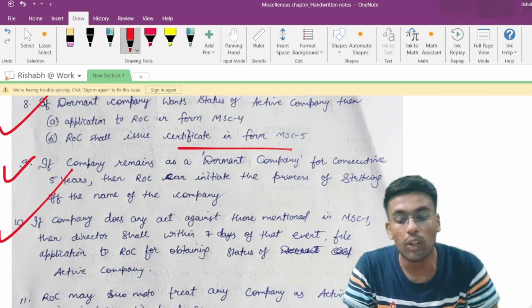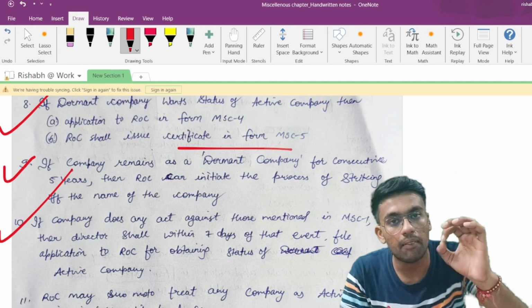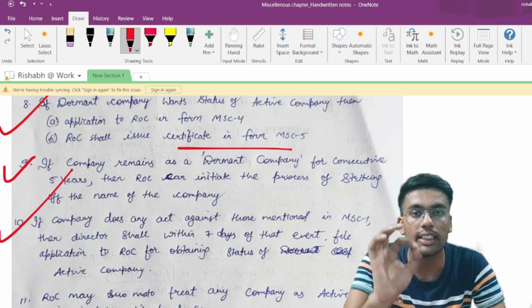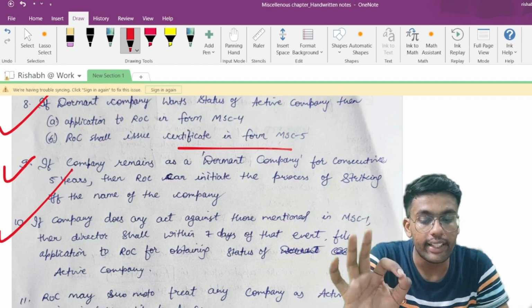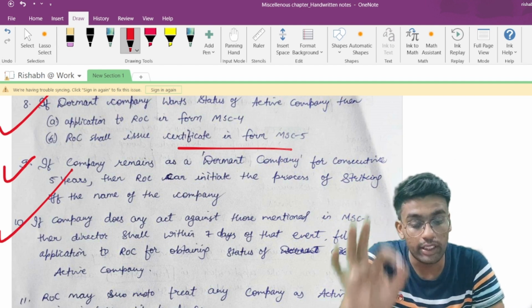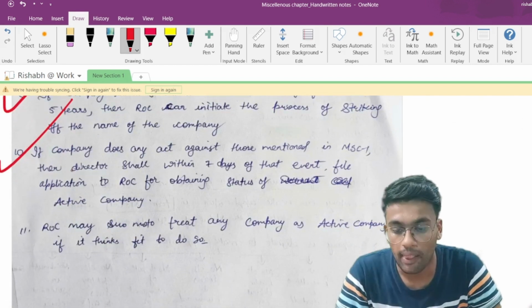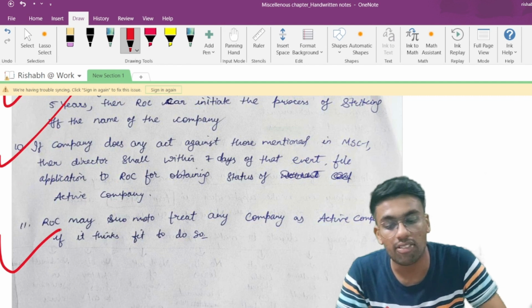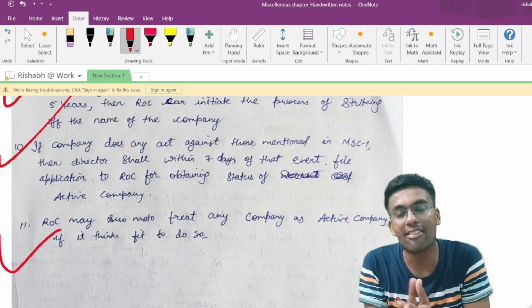Point number 10 talks about what happens if the company does not act as per those mentioned in MSC1. While submitting the application under MSC1, if you are doing any activity in contravention of those activities mentioned in MSC1, then a director shall, within 7 days of that contravention, file an application to the ROC for obtaining the status of an active company. Again, an important provision. And the ROC may suo motu treat any company as an active company if it deems fit to do so. So this was our entire revision of the dormant company.